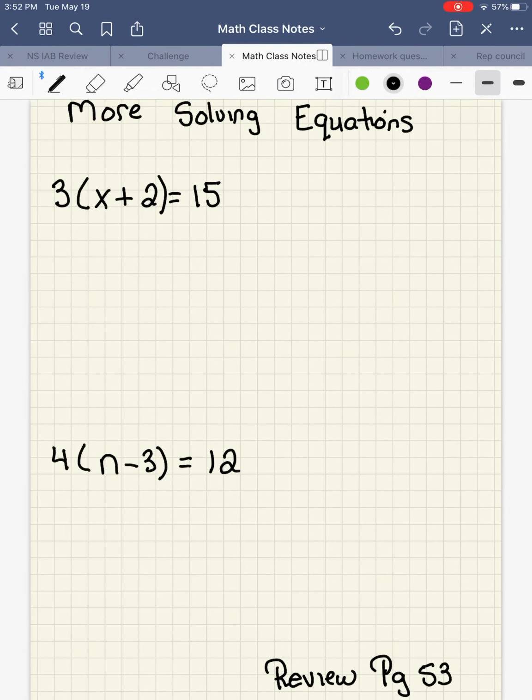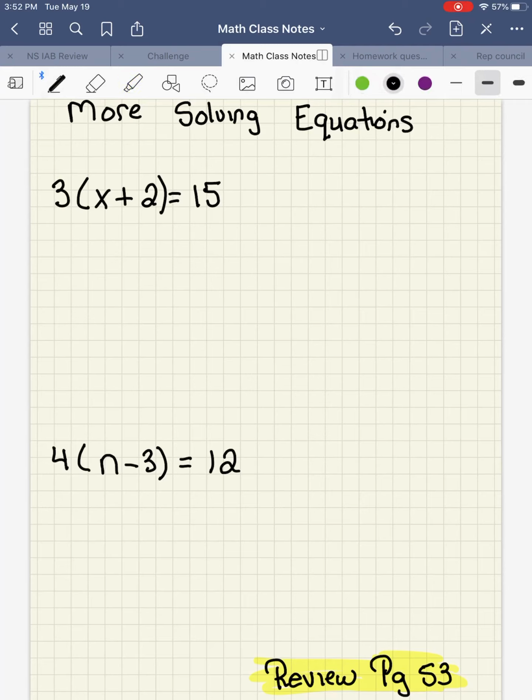Good morning. Notes for today. Again, like all of these notes, I think it's up to you if you write them down. I'm really not giving you pages in your toolkit anymore because these are actually review topics. But if you want to look back at the notes we already took earlier this year, on page 53 in your toolkit, we took notes on solving equations.